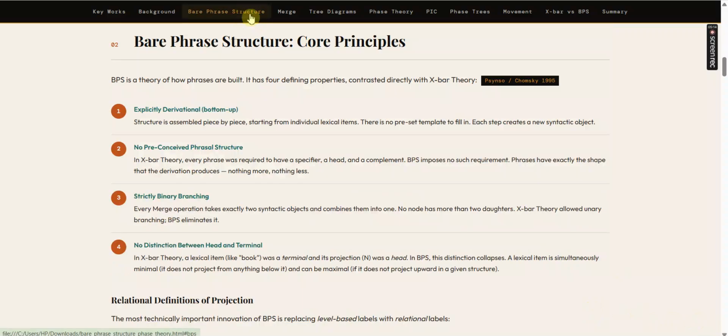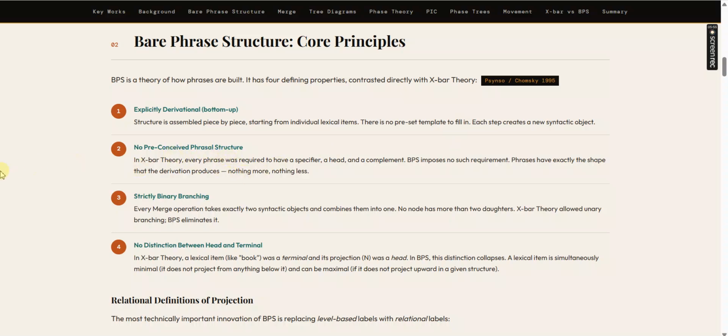Now let's discuss bare phrase structure. BPS is a theory of how phrases are built. It has four properties contrasted directly with X-bar theory. The first one is that it is explicitly derivational and bottom-up: structure is assembled piece by piece, starting from individual items. No fixed template like in X-bar theory. The second is no preconceived phrase structure.